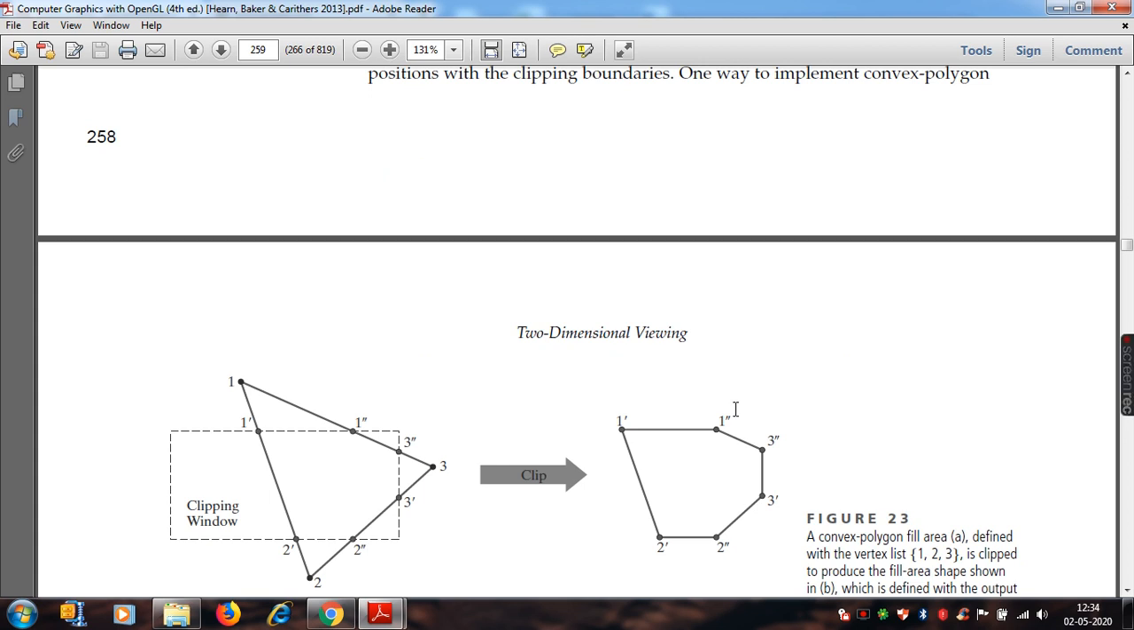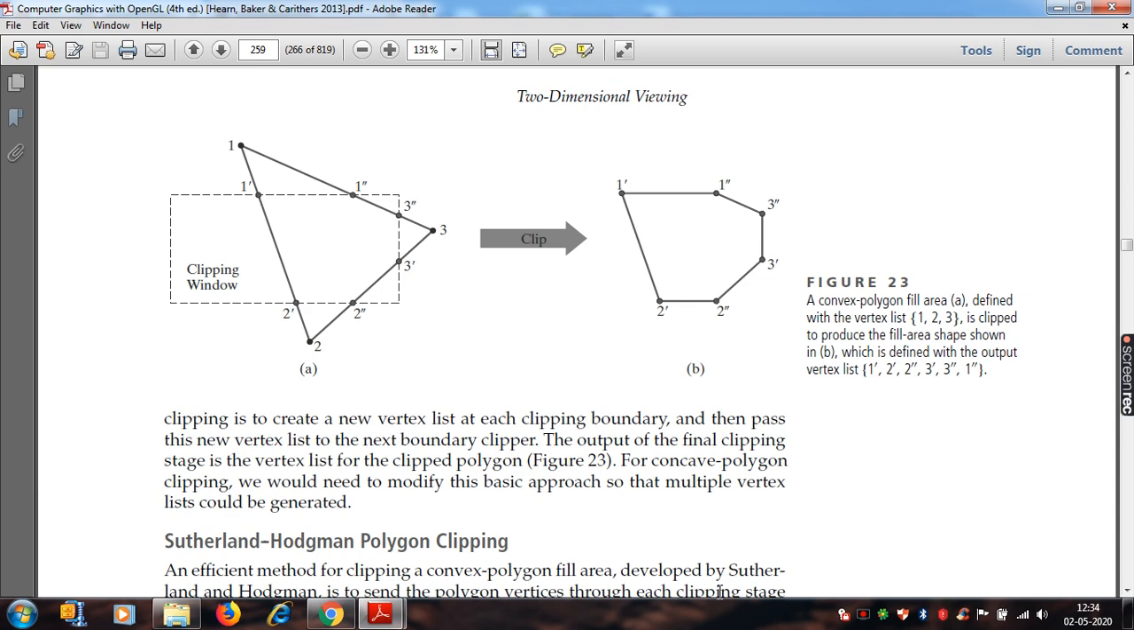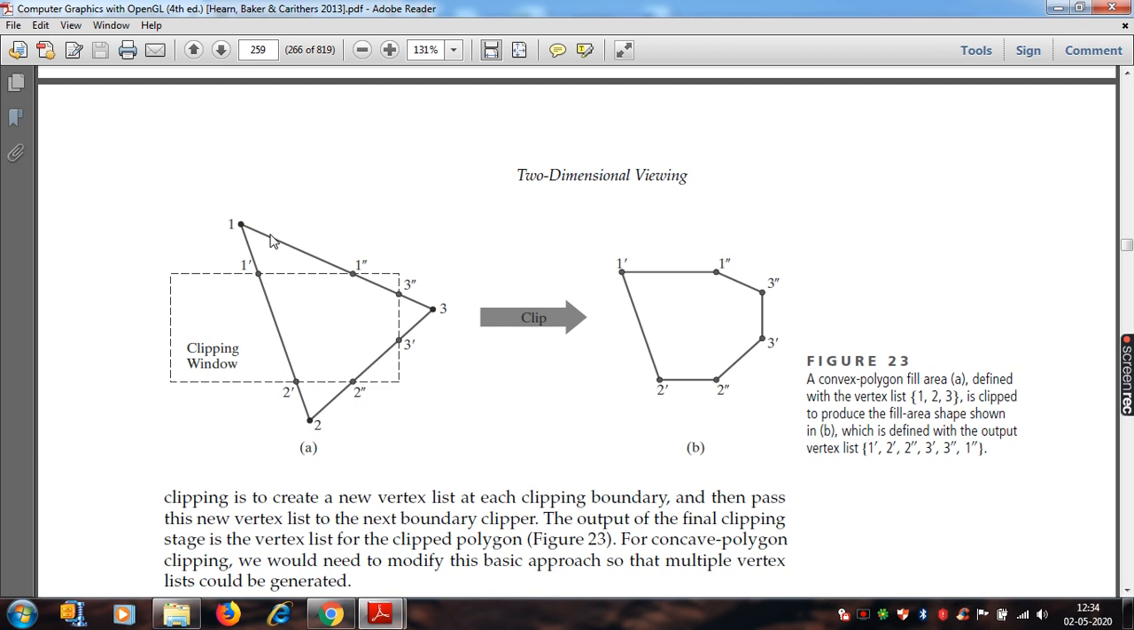the Sutherland-Hodgman polygon clipping algorithm. You can see a simple convex polygon fill area. This is the original object, and this is the clip window. So when I apply my algorithm, what is expected? You can see here.